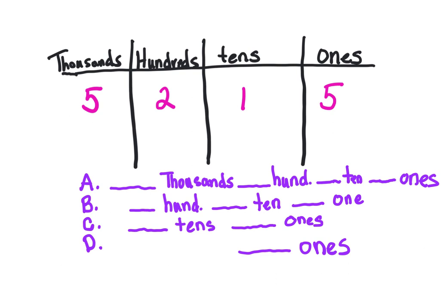Now, the first way we could just read it is by looking at it and saying, well, in the thousands, there's a 5. And in the hundreds, there's a 2. And in the tens, there's a 1. And in the ones, there's a 5. All right, well, that wasn't bad. But now we must rename the thousands and make them into hundreds, because now we have a different way of setting it up. We want just hundreds, tens, and ones.